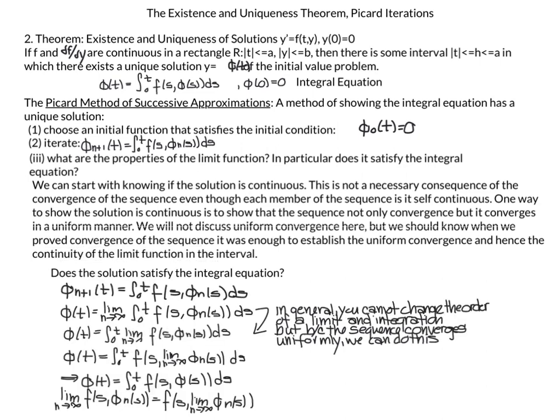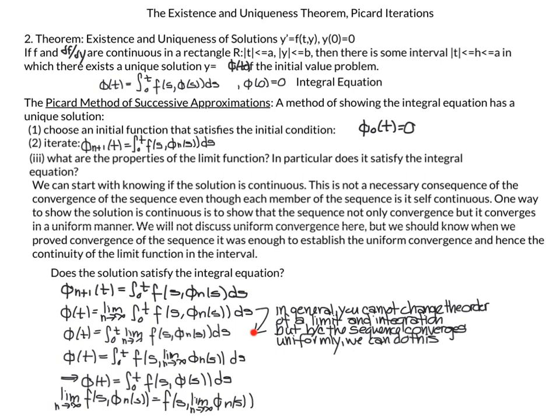What we do want to look at is, does the solution satisfy the integral equation? So I've written down from our Picard method how we solve for phi n plus 1. So we have the integral from 0 to t of f of s, phi n of s ds. So we want to look at the limit as n approaches infinity, right? Because we're looking at what it converges to. And in general, you cannot just move the limit inside an integral. You can't change the order of a limit and an integration. But because the sequence converges uniformly, we can do this.